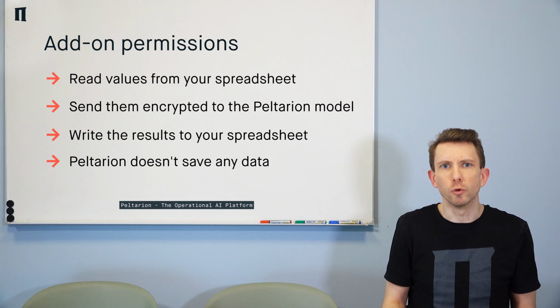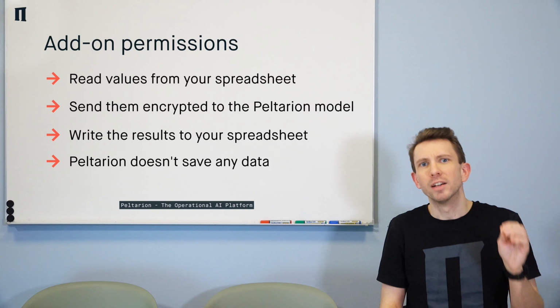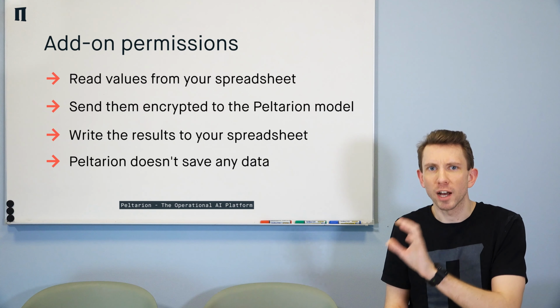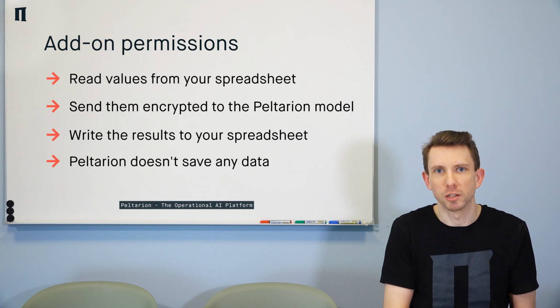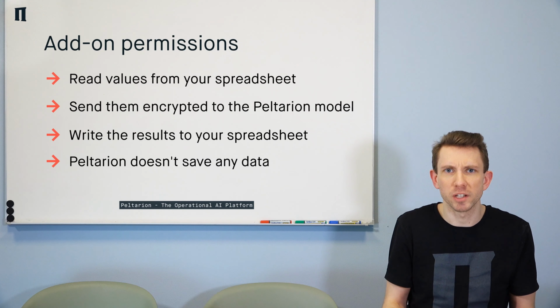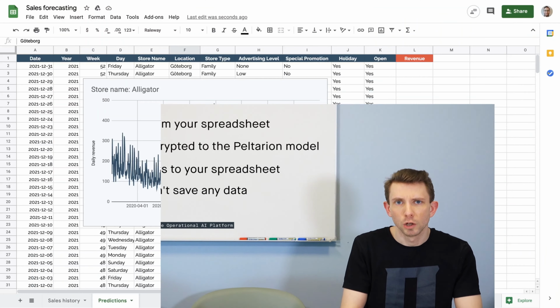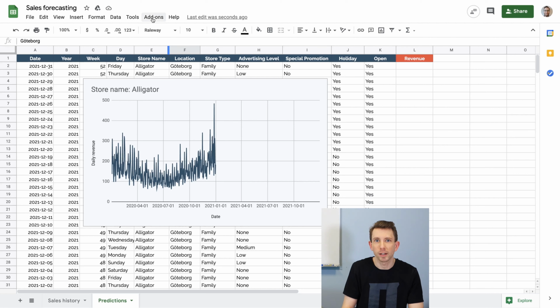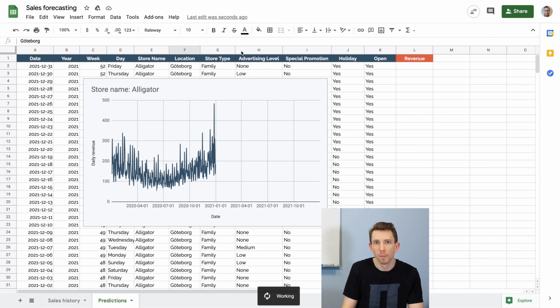What the add-on will do is to read the values from the spreadsheet cells that you specify, send them to your model deployed at Peltarion, and write the results back inside your spreadsheet. The connection between Google Sheets and Peltarion is encrypted, and we don't keep any values after the model is done running. To use the add-on, I'll click on Add-ons, select Peltarion AI for Sheets, and click on Show Sidebar.